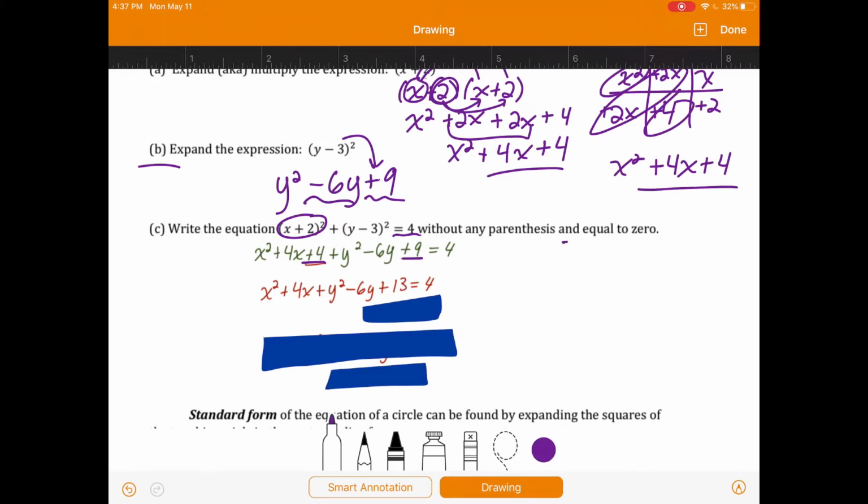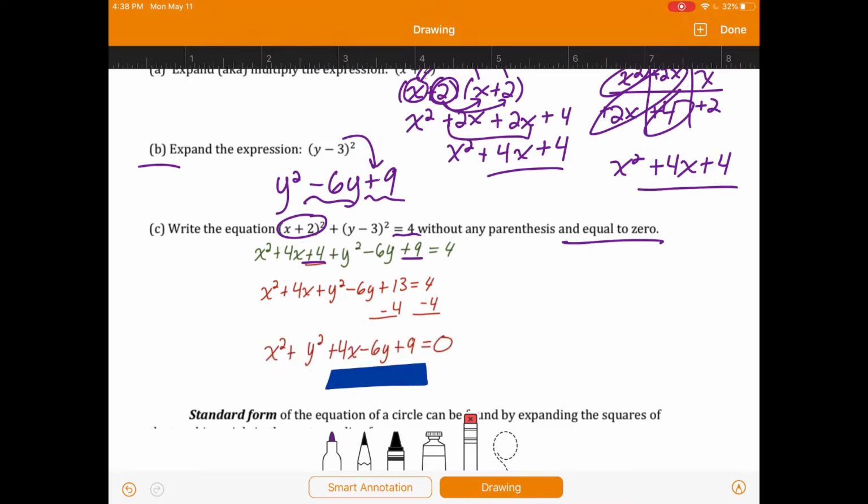And we want it to equal 0. Okay, that's what it says to do here. So we're going to take the 4 right here, and we're going to move it to the other side. And the way we move a positive number to the other side is we're going to subtract it. And when you do that, this is going to be your answer.